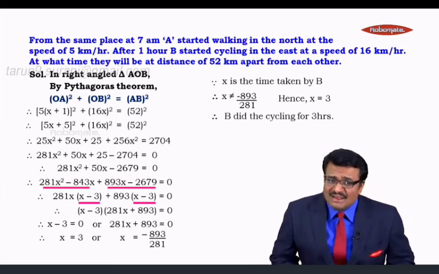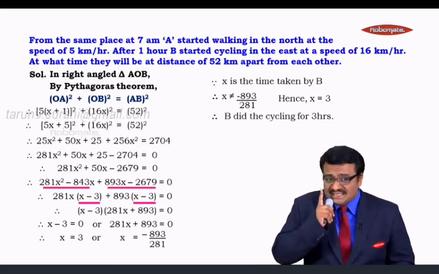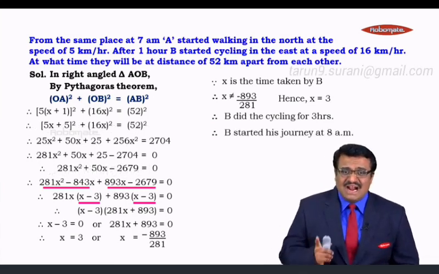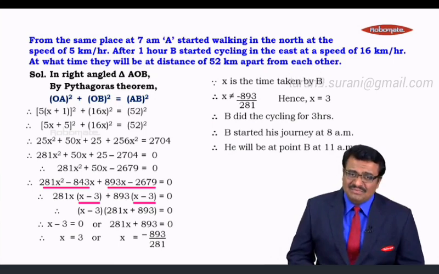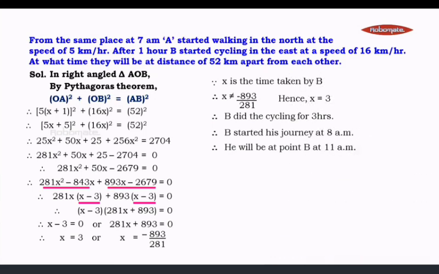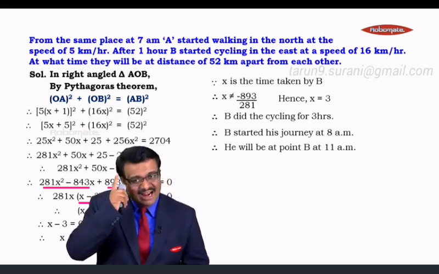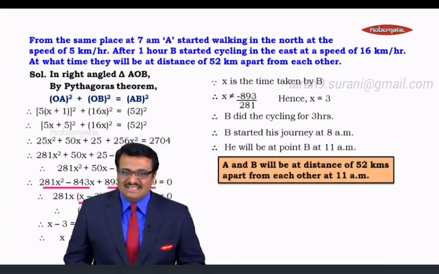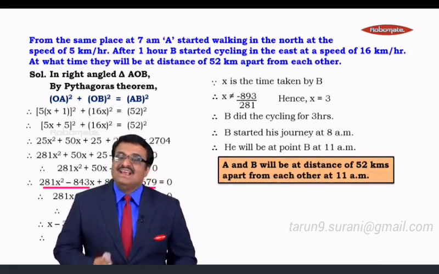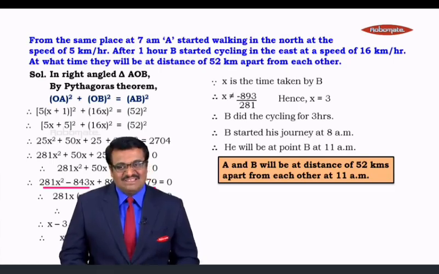B started at what time? He started at 8 a.m., and he cycled for 3 hours and reached that spot B. So B started his journey at 8 a.m., which means he will reach the point B at 11 a.m. That means A would also have reached that spot A at 11 a.m. So we can conclude the answer: A and B will be at a distance of 52 kilometers apart from each other at 11 a.m. That completes the sum. Thank you.